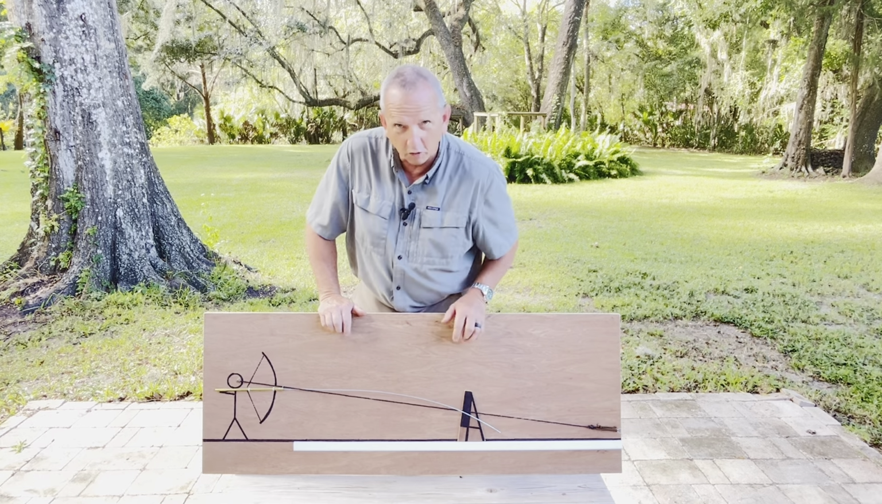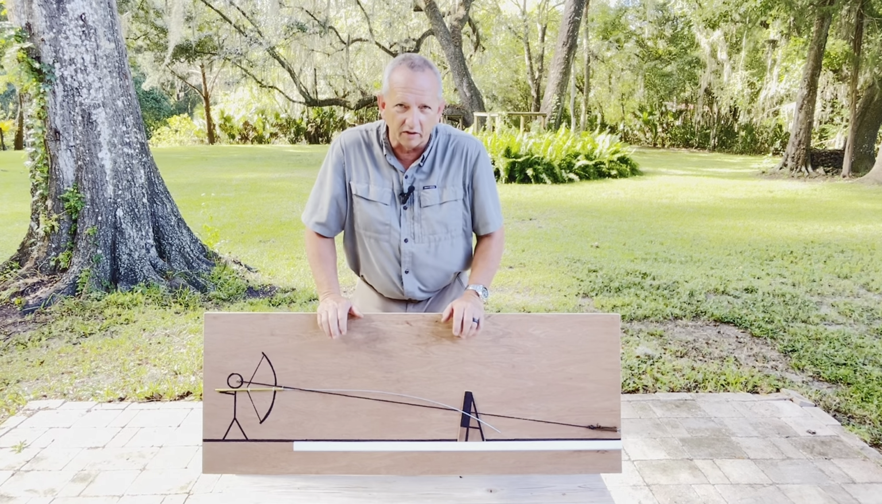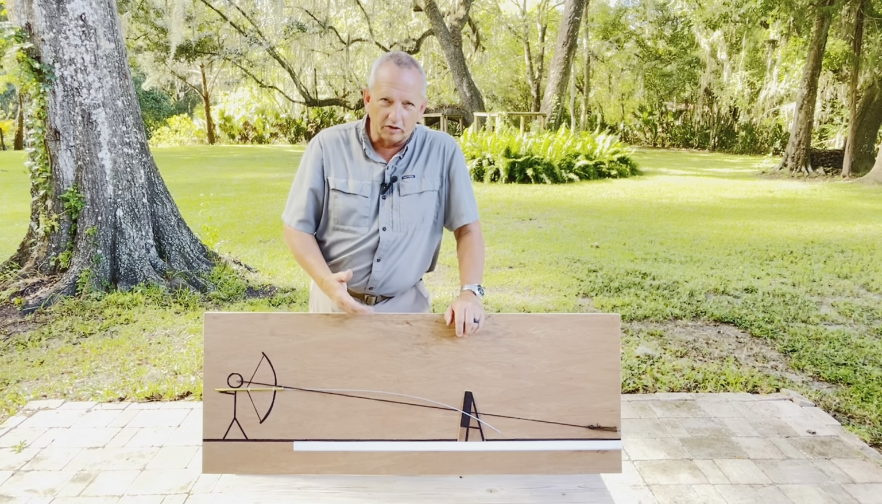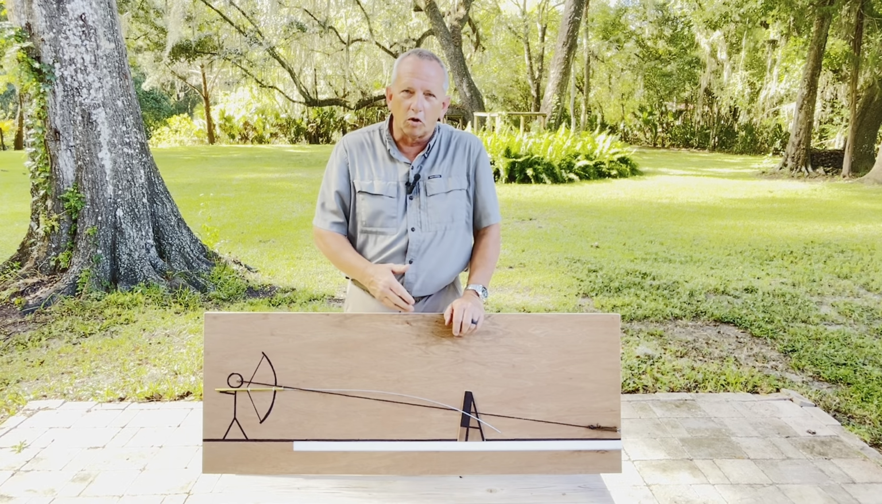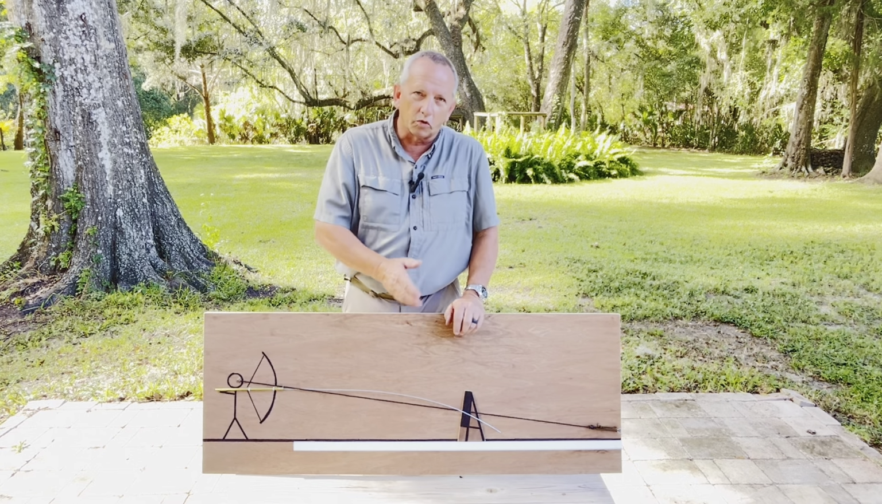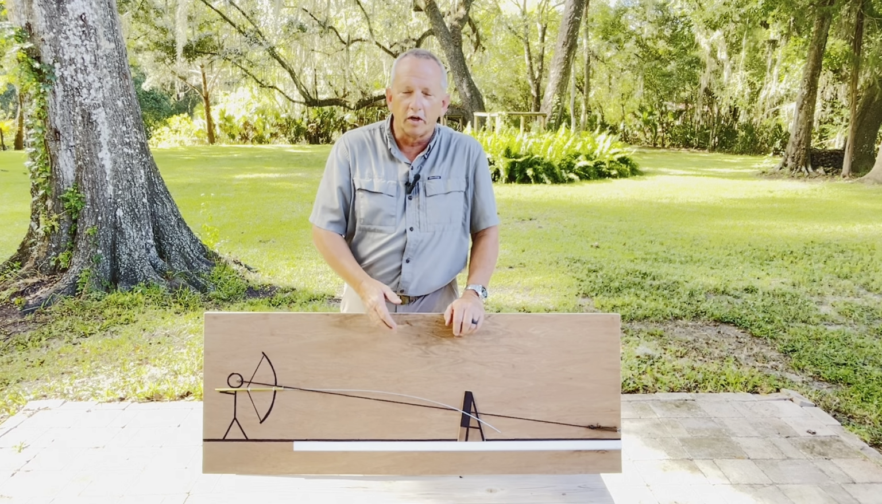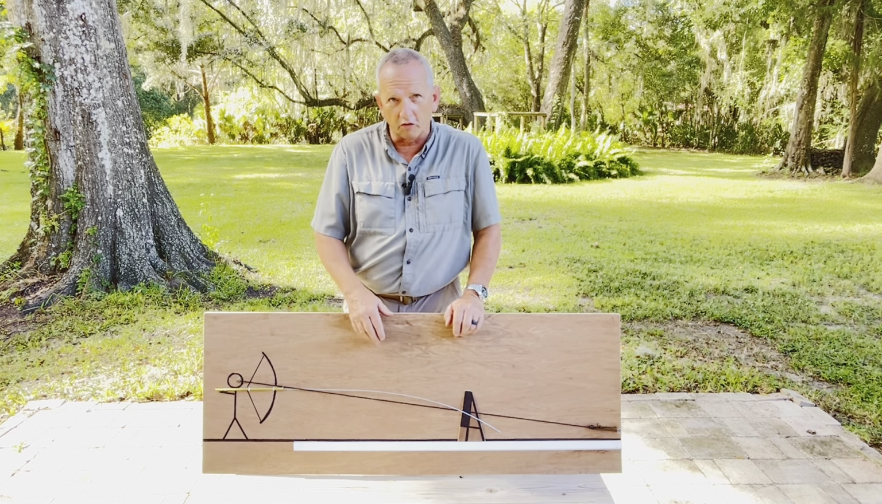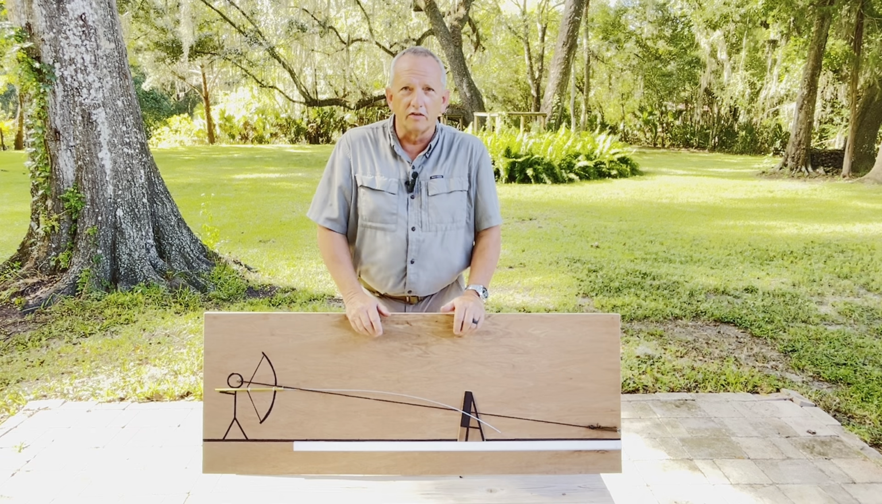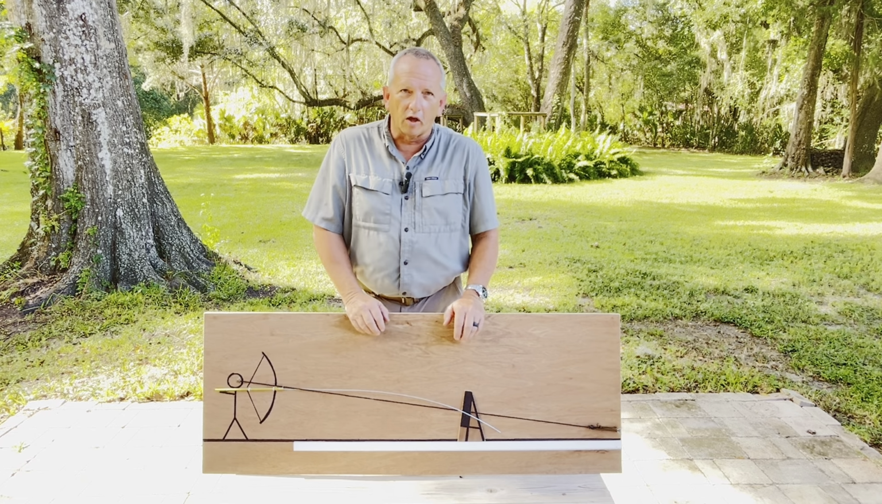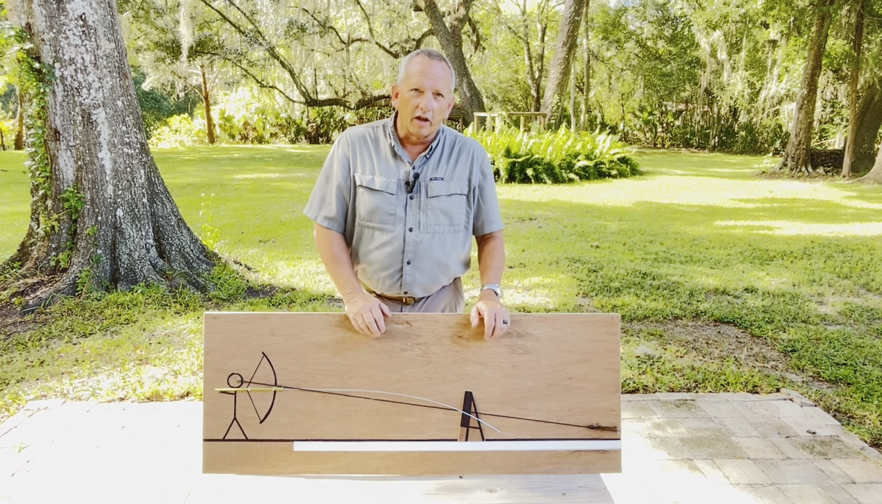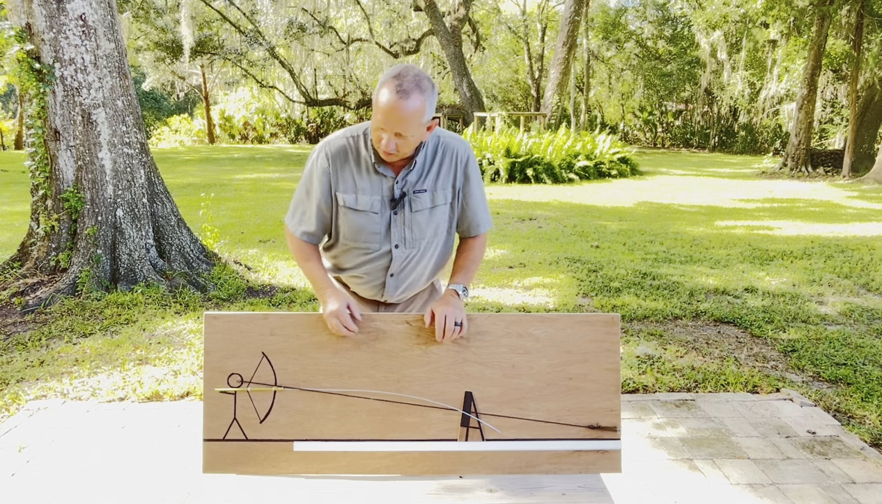Some of the factors that will affect this is the strength of the bow. A heavier draw weight bow will send an arrow further before it starts dropping. A lighter draw weight bow won't go as far before the arrow starts dropping. The other factor is the weight of the arrow. A lighter arrow will obviously go further, and a heavier arrow won't go as far. So let's see how that affects it.